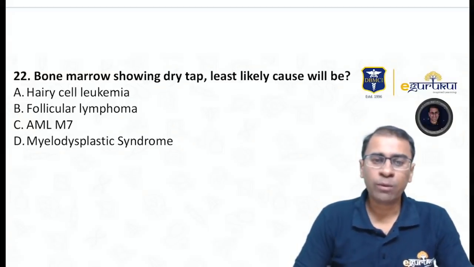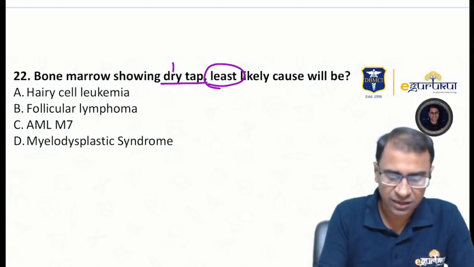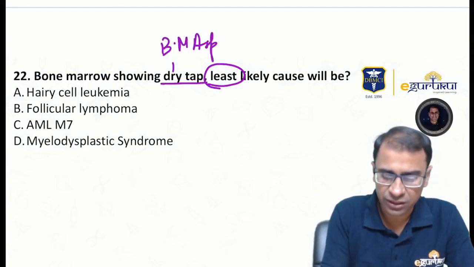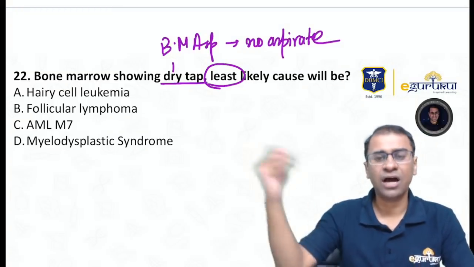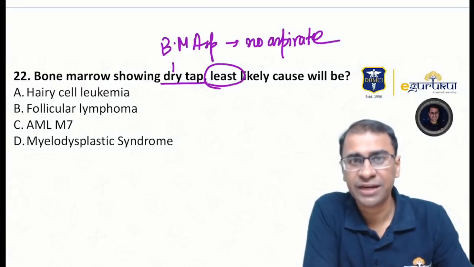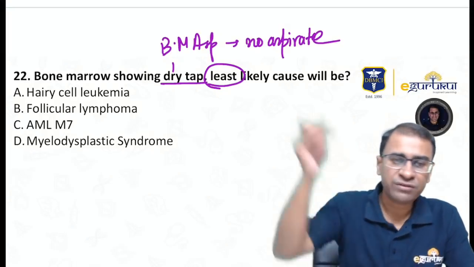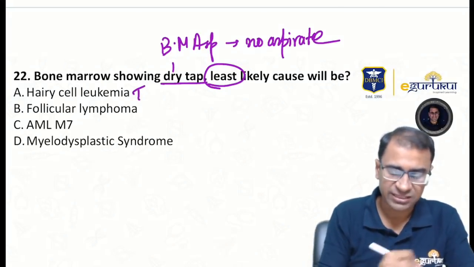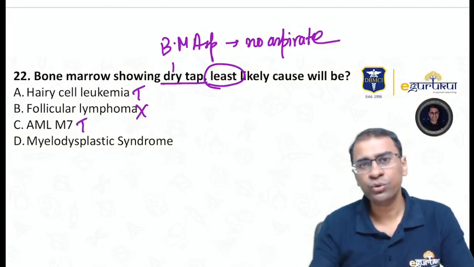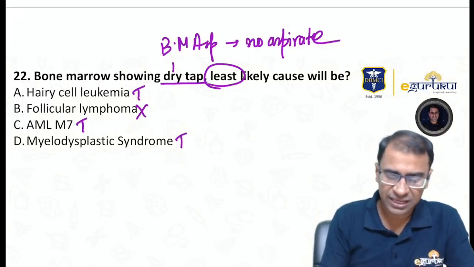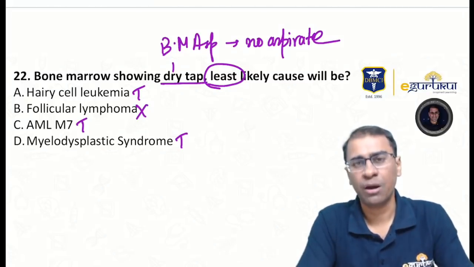22. The bone marrow is showing you a dry tap, least likely cause. What is a dry tap? Dry tap is a condition where bone marrow aspiration yields nothing. You can't aspirate anything out when you do a bone marrow aspiration. It is seen often when the bone marrow is getting fibrotic. So which of them will show you fibrotic bone marrow? Definitely hairy cell leukemia. Definitely not follicular lymphoma. AML M7 will definitely show you bone marrow fibrosis, and MDS can always show you a dry tap because the cells are quite adhered and may not come out easily.